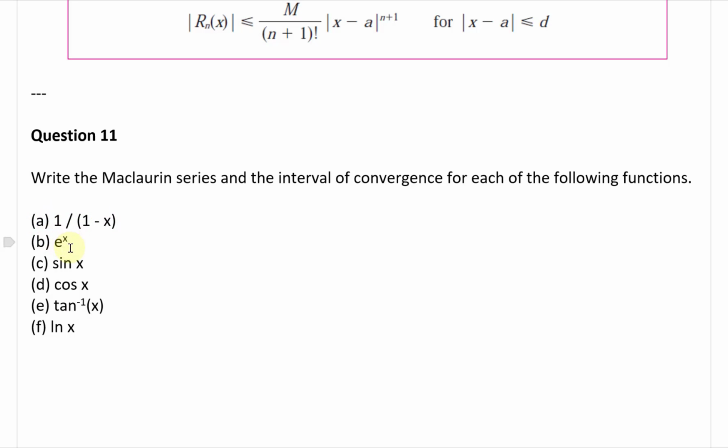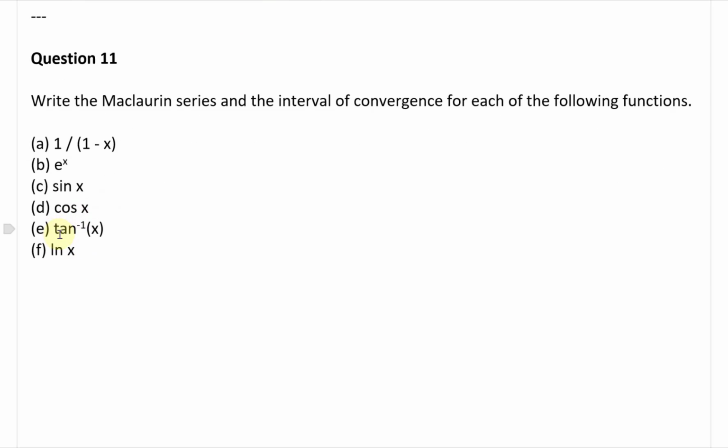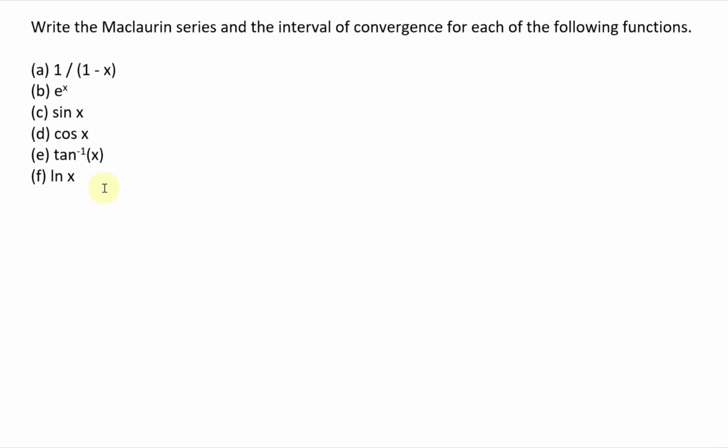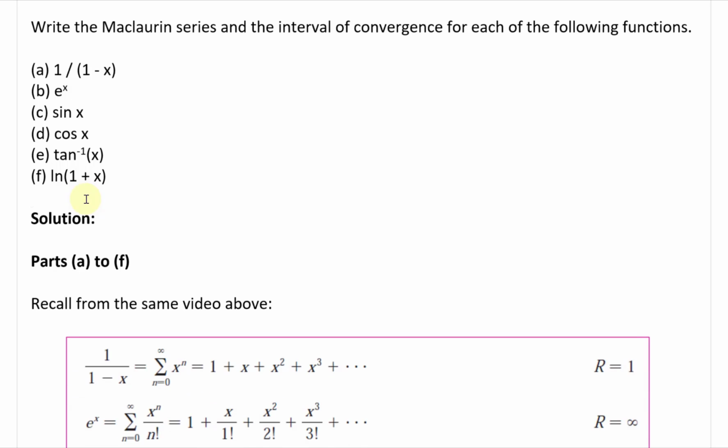Part B is e to the x. C is sine x. D is cos x. And then E is inverse tan of x, or the arctan of x. And then F is ln x. Actually, I typed this wrong. The question was actually ln of 1 plus x, it wasn't just ln x. So now let's take a look at the solution.